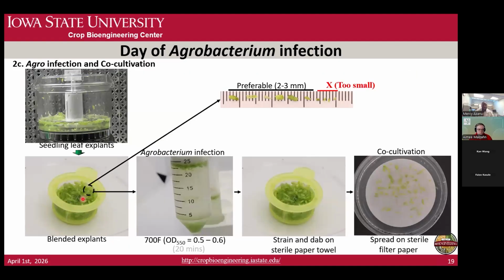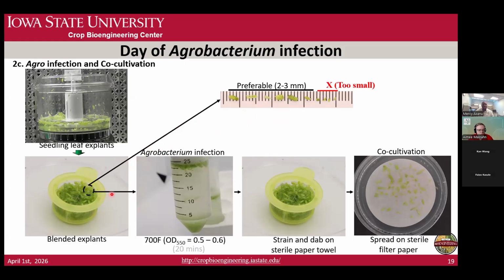There are a couple of things that I have to talk about. One is the preferable size: 75% to 90% of the leaf segments that you get after blending have to be between 2 to 3 millimeters. This has been tested by our lab and also by the Wang et al. 2023 protocol. When you have less than 2 millimeters, these do not give you very good color and they do not regenerate well. This is really important because if you don't get the required measurement of the leaf segments, it impacts your regeneration.